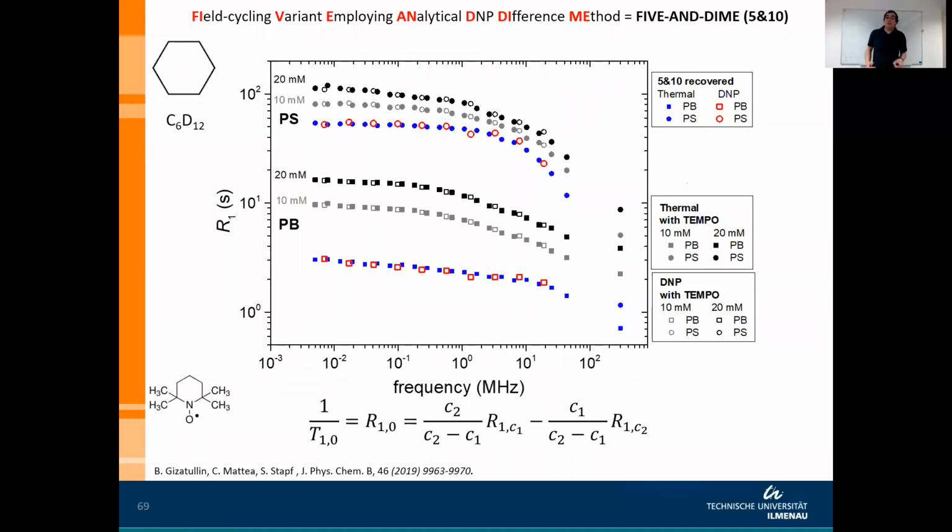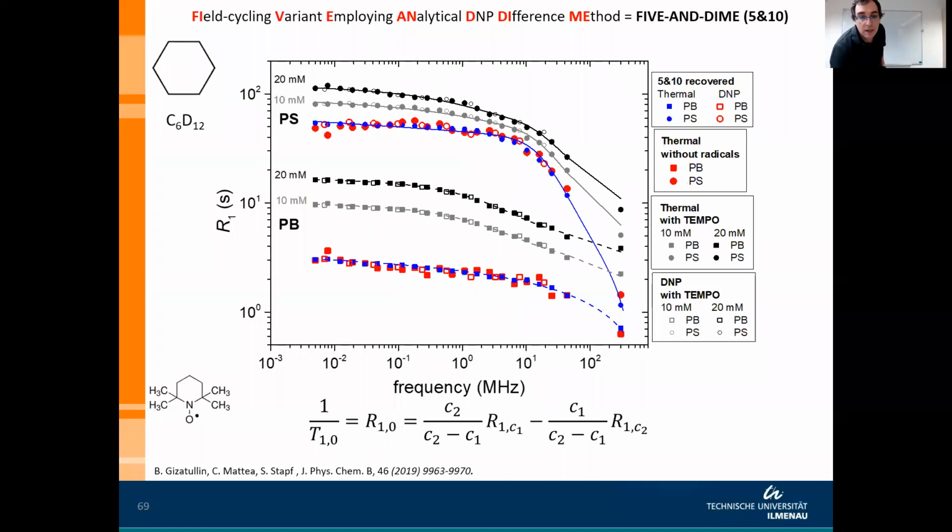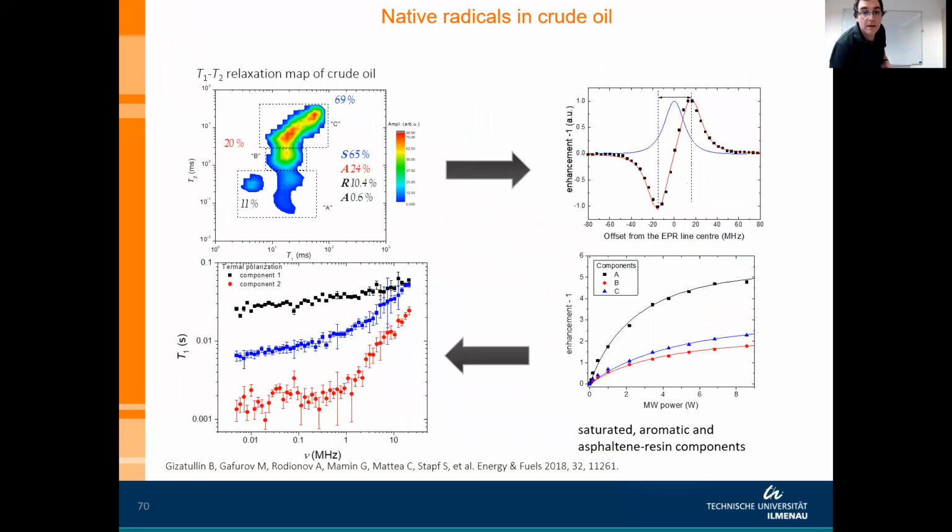I mean, we see that the 5-and-dime method is really working here. Let's see how it's working now. And then here we apply models to describe the relaxation of this copolymer system. At the end, we want to study dynamics, and then we have to fit spectral densities that will describe the dynamics here.